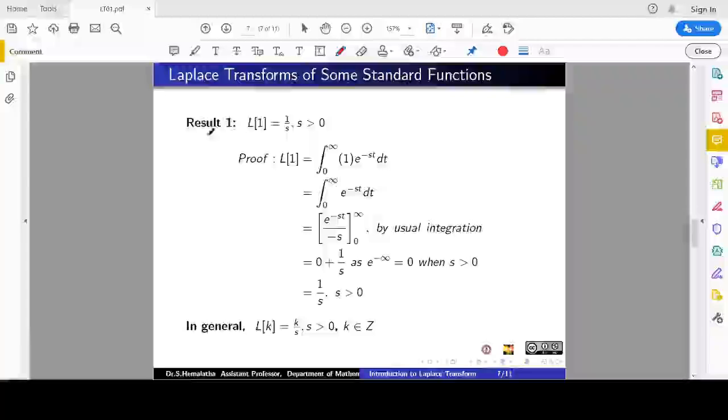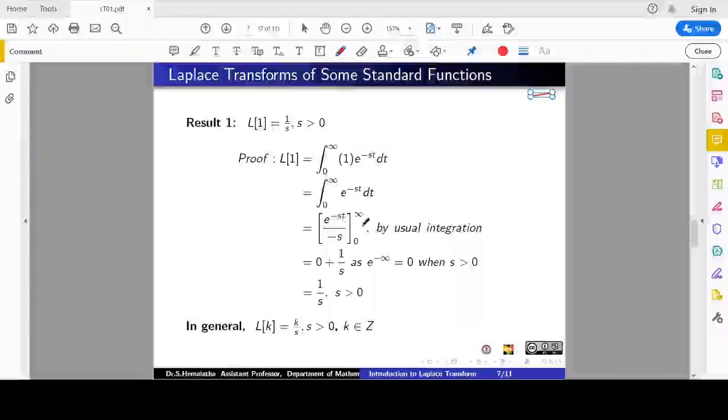We'll talk about the Laplace transform of some standard functions. First result: what is the Laplace of 1? Replacing in the integral, you can derive it to be 1 by s. Likewise, if you substitute k instead of 1 in the integral of e power, you can integrate and write.